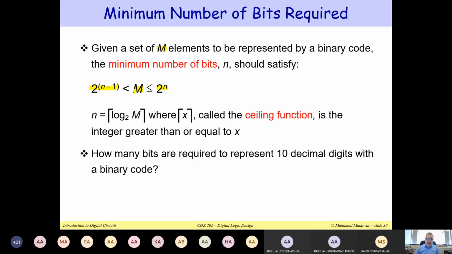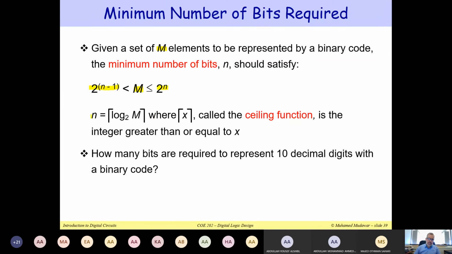Notice that m is greater than 2 to the power n minus 1. So n minus 1 bits are not sufficient. And it is less than or equal to 2 to the power n. So that's how we define n. It must satisfy this inequality.